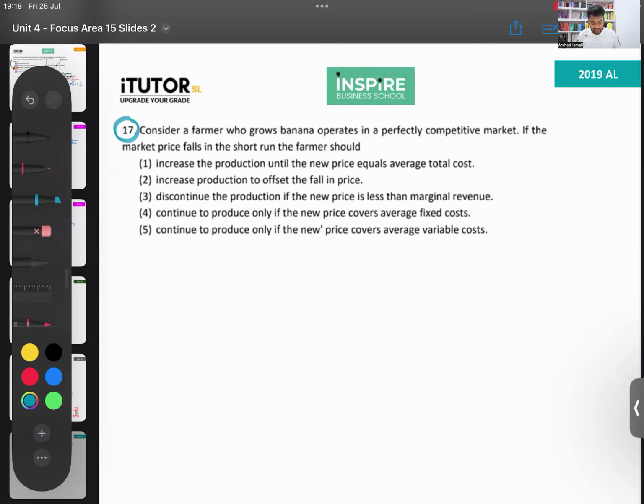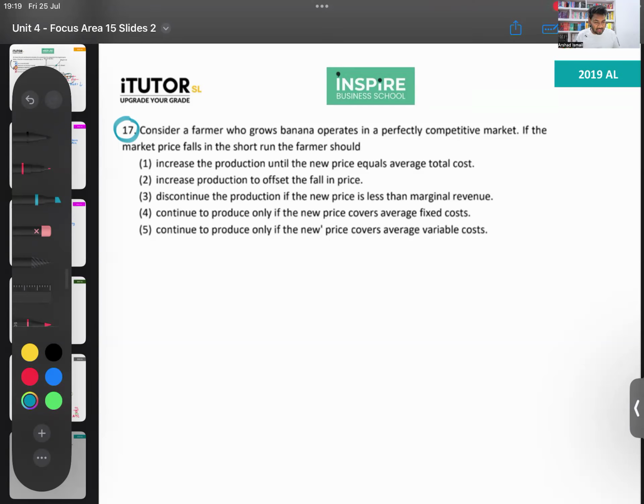Number 1, he should increase production until the new price equals average total cost. He should increase production to offset the fall in price. He should discontinue production if the price is less than marginal revenue. Continue to produce only if the new price covers average fixed cost. Continue to produce only if the price covers average variable cost. Which one do you think?